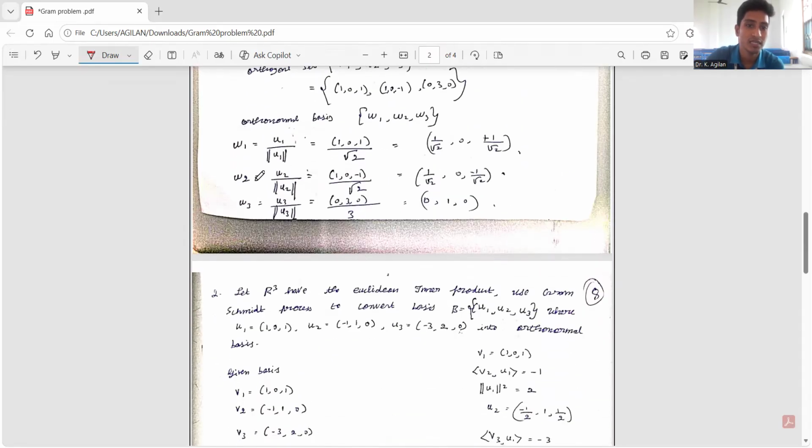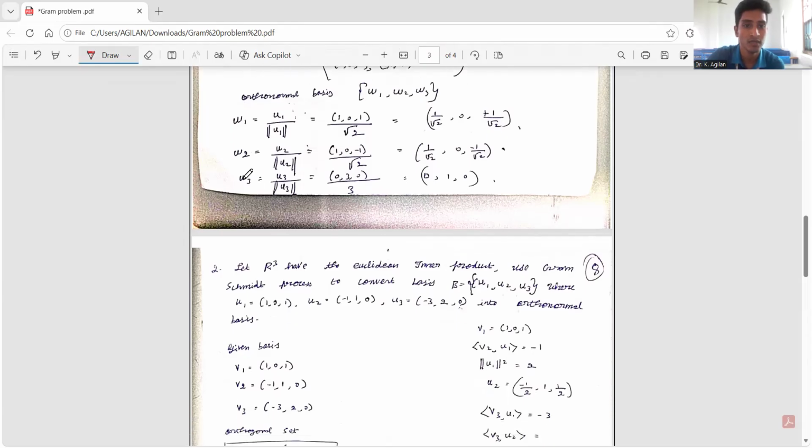Similarly, W2 is nothing but U2 divided by the norm of U2, which is 1, comma 0, comma 1 divided by square root of 2. The norm of U2 whole square equals 2, which means the norm of U2 equals square root of 2. Similarly, each term should be divided by square root of 2: 1 divided by square root of 2, 0, minus 1 by square root of 2. W3 is nothing but U3 divided by the norm of U3, equal to 0, comma 3, comma 0 divided by 3, equal to 0, comma 1, comma 0.